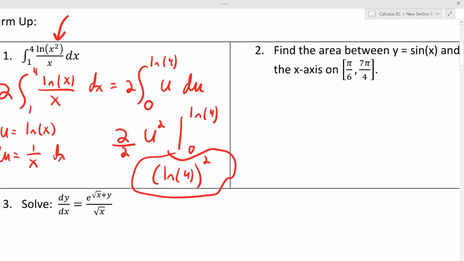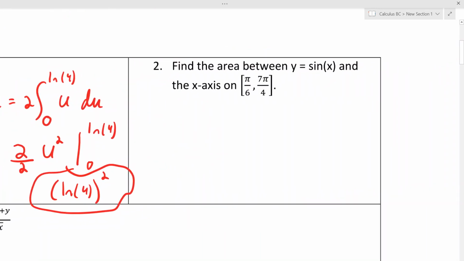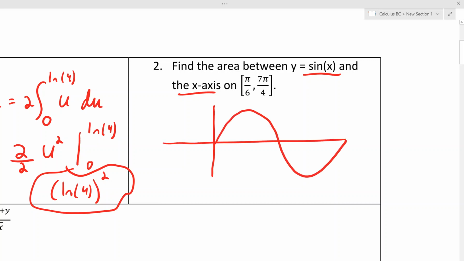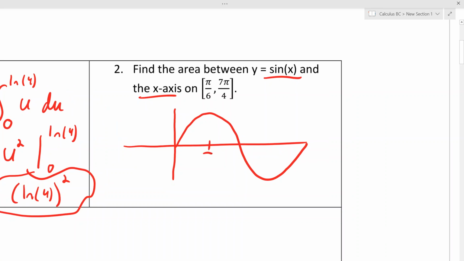Okay. Number 2, find the area. That's exactly what the integral does. It finds the area between a function and the x-axis, but we need to know what that graph looks like. So sine of x does this super cool little curve. Cool. This is pi over 2 right here. So pi over 6 would be somewhere like right here. Okay. This is pi. So 7 pi over 4 is like right here. It's in the 4th quadrant.